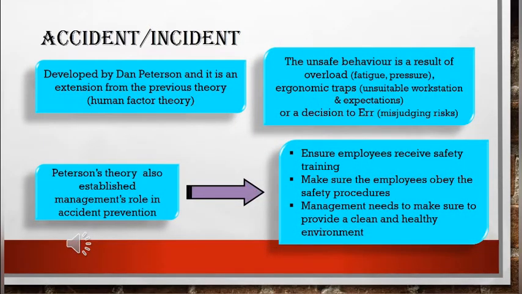The third theory is accident or incidents. The theory was developed by Dan Peterson and it is an extension from the previous theory, which is human factor theory. It was said that the unsafe behavior is a result of overload, for example fatigue or pressure, ergonomic traps like unsuitable workstation and expectation, or a decision to err. Err means to make a mistake by misjudging the risk.